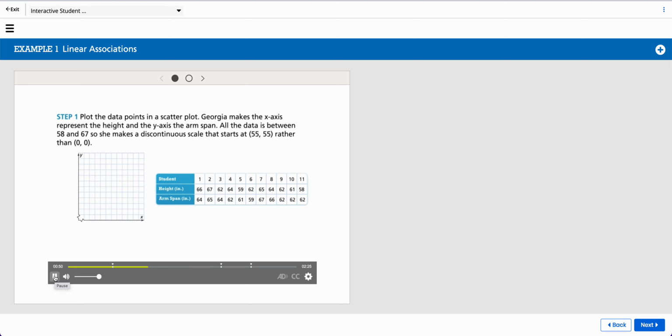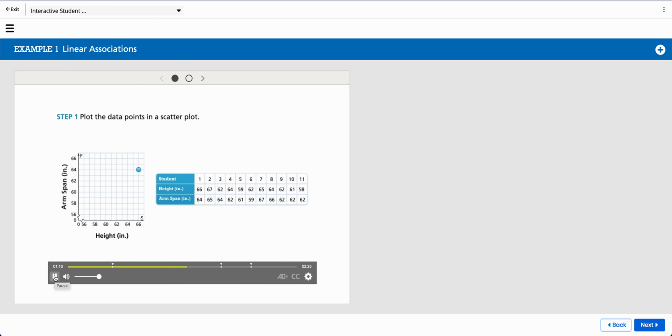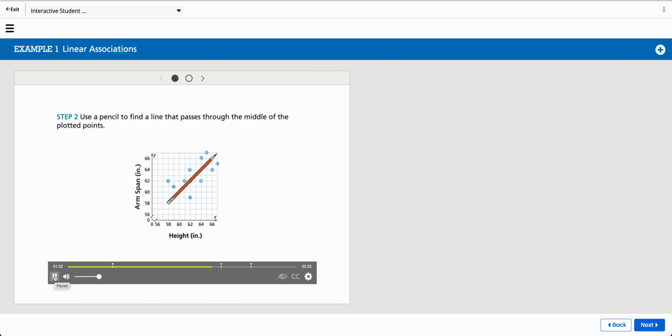Georgia needs to plot the data points on a scatter plot. She makes the x-axis represent the height, and the y-axis the arm span. Then she looks at the table and sees that all the data is between 58 and 67. So Georgia makes a discontinuous scale that jumps from 0 to 56 on each axis. Now, let's plot the data points in a scatter plot. Georgia can next use a pencil to find a line that passes through the middle of the plotted points.